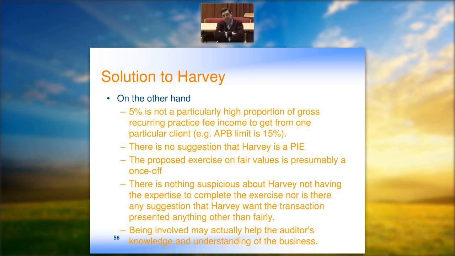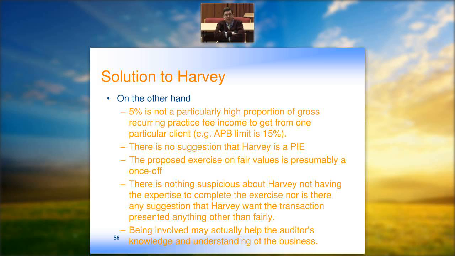Presumably Harvey owns and operates a fleet of deep sea trawlers. There's no particular reason to expect that Harvey should have any particular expertise in the valuation of shares. Maybe some in the valuation of the trawlers themselves, but in terms of financial instruments and so on, Harvey's not a large bank or something that you would expect to have considerable in-house expertise. You would not expect a company whose expertise is in deep sea fishing to know very much about this sort of stuff. So it is quite plausible when they say that they don't have any expertise to complete the exercise.